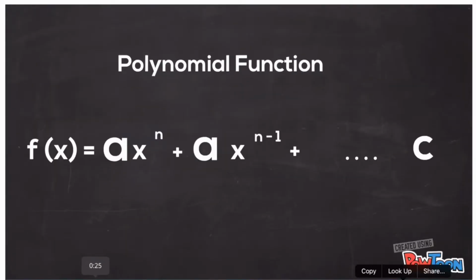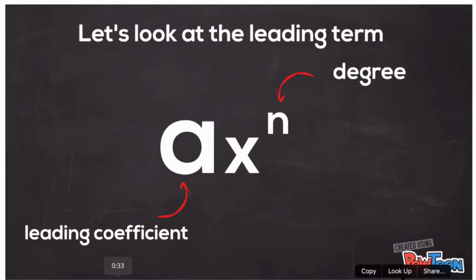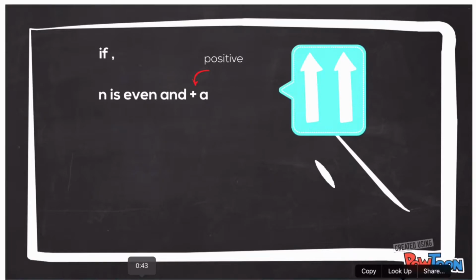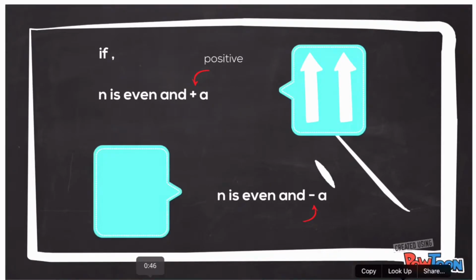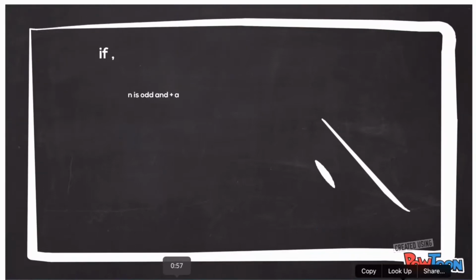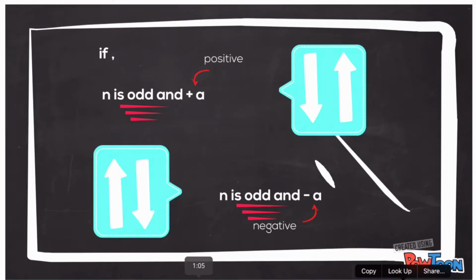Here we have a polynomial function. In order to determine the end behavior of the graph, we must look at the leading term. Here, a is the leading coefficient while n is the degree. Here are the cases. If n is even and a is positive, then it will go up in the far left and up in the far right. If n is even and a is negative, it will both go down in the far left and far right. If n is odd and a is positive, then it will go down in the far left and up in the far right. While if n is odd and a is negative, it will go up in the far left and down in the far right.